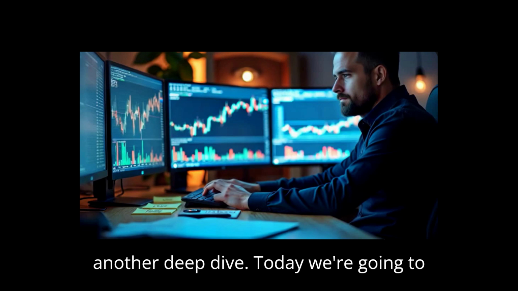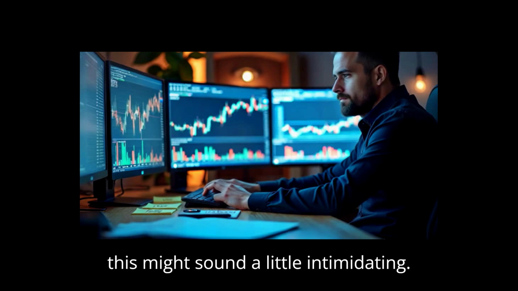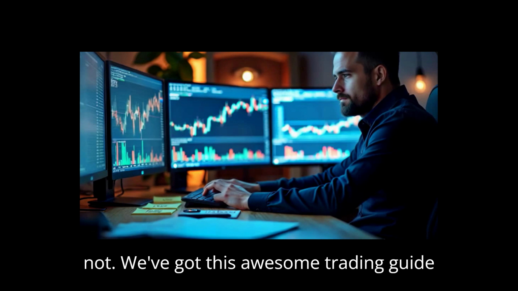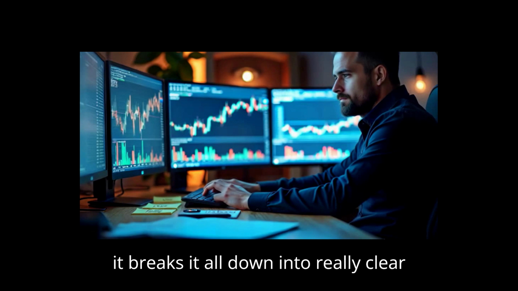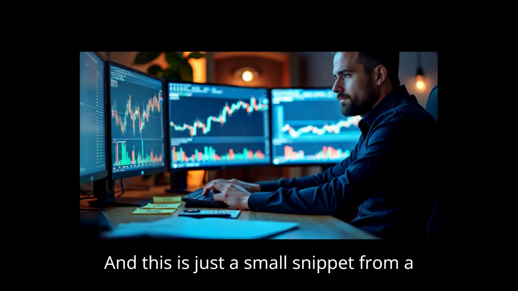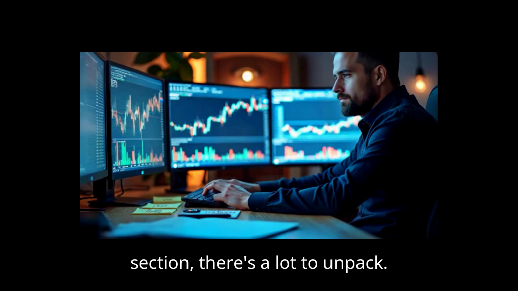Today, we're going to be taking a look at something called price action trading. This might sound a little intimidating, but honestly, it's really not. We've got this awesome trading guide we're going to be looking at today, and it breaks it all down into really clear steps. Five steps. Exactly, five steps. And this is just a small snippet from a much larger piece. But even in this small section, there's a lot to unpack.